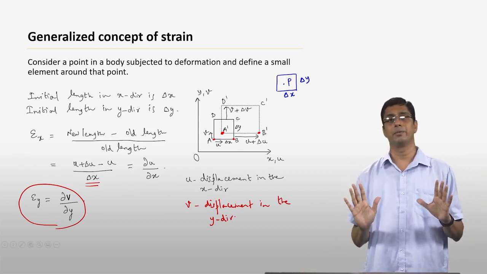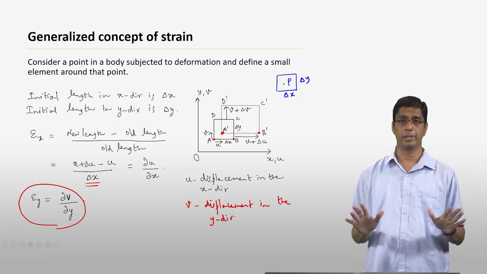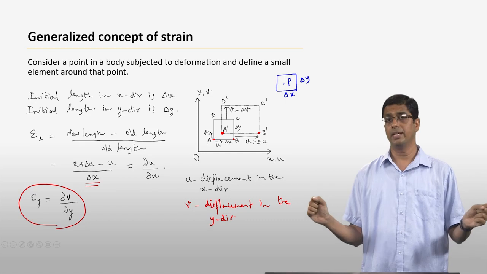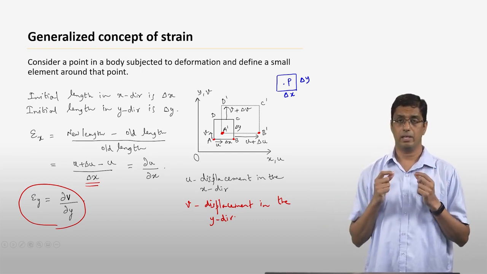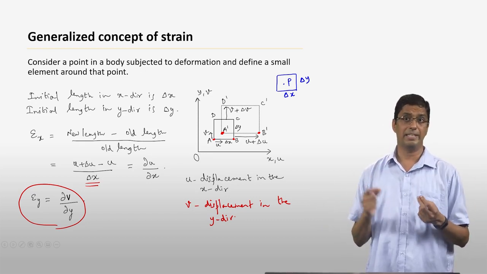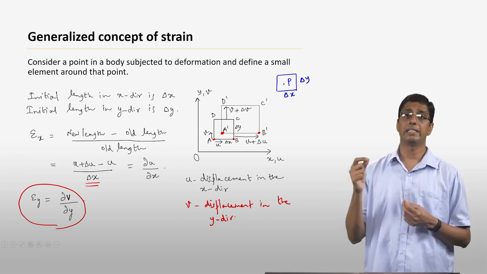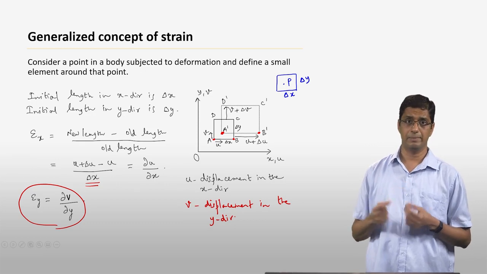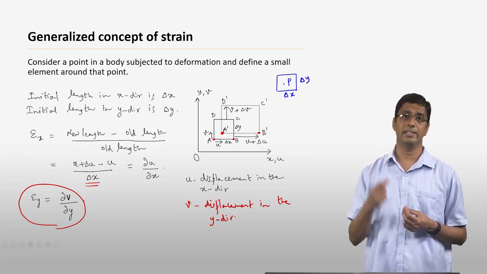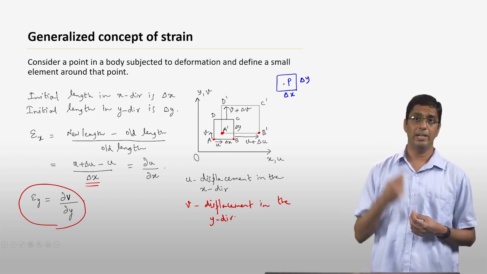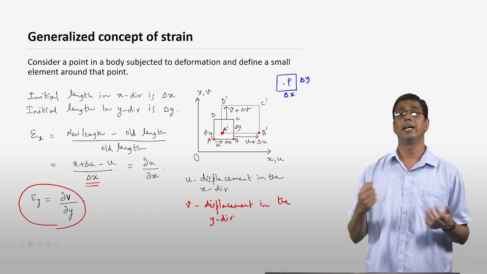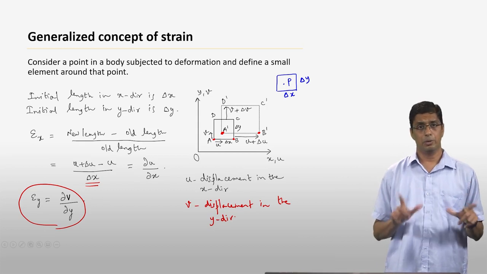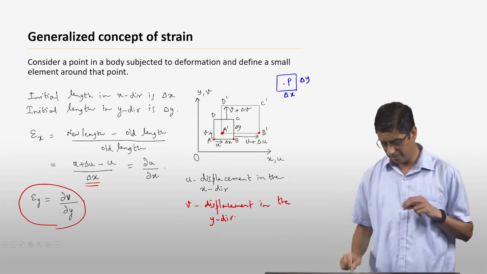Again, we are considering only the two-dimensional case here, just for simplicity. So if you look at this point P, if the body is subjected to deformation, then the normal strain in the x direction at point P is del u over del x, where u is the displacement at point P. Similarly, the normal strain in the y direction is del v over del y, where v is the displacement in the y direction. Now, this is how you define the two normal strain components. How do you define the shear strain components?